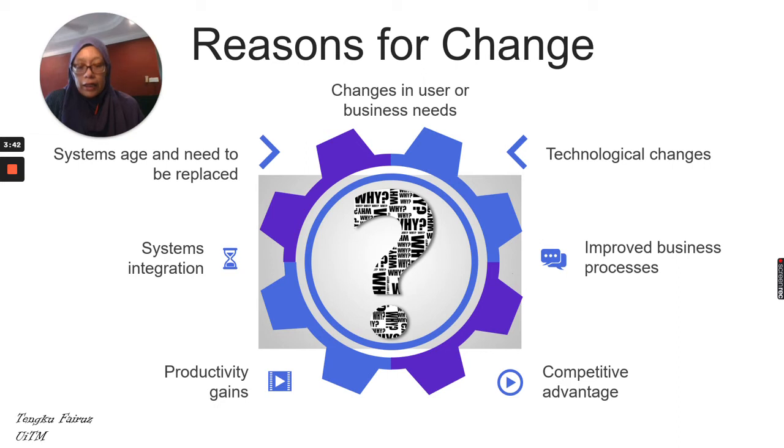Then they want to gain productivity. Some information systems can automate clerical tasks, decrease the task performance time, and provide employees with specialized knowledge. So that's why they can gain productivity by having a new system.